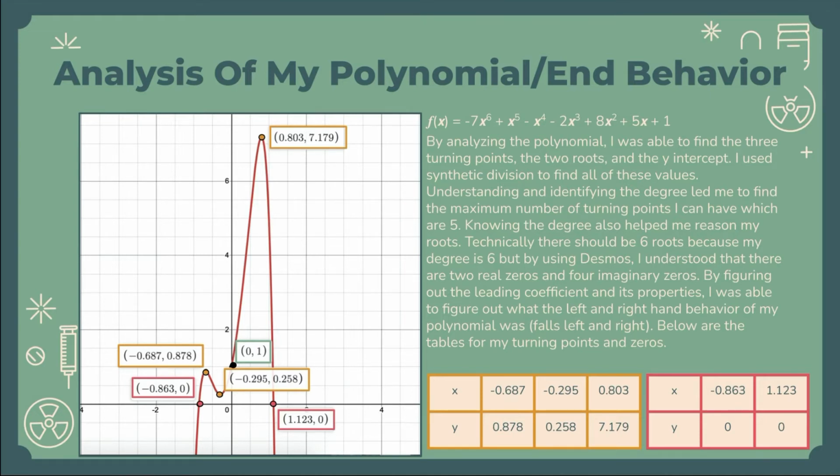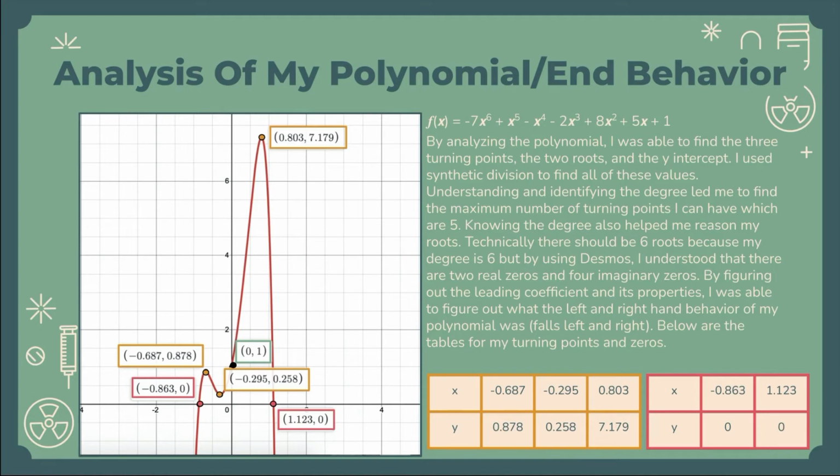Understanding and identifying the degree led me to find the maximum number of turning points I can have, which is 5. Knowing the degree also helped me reason my roots. Technically, there should be 6 roots because my degree is 6, but by using Desmos, I understood that there are 2 real zeros and 4 imaginary zeros. By figuring out the leading coefficient and its properties, I was able to figure out what the left and right-hand behavior of my polynomial was.